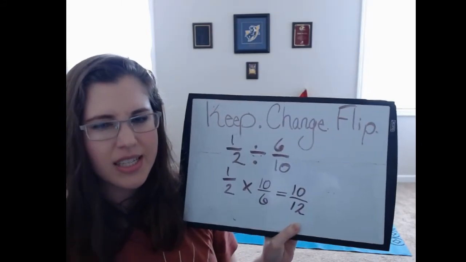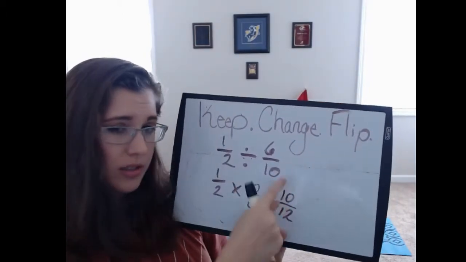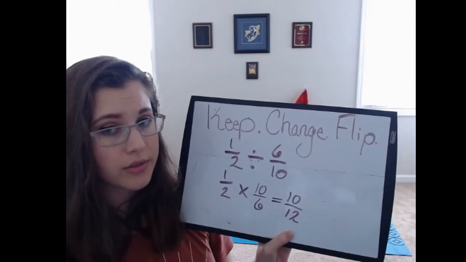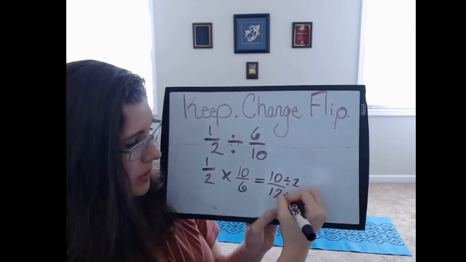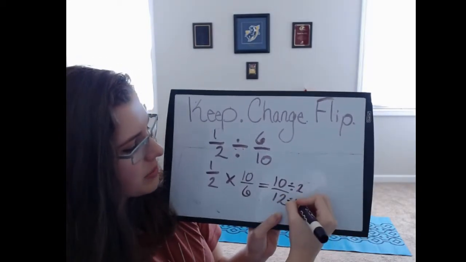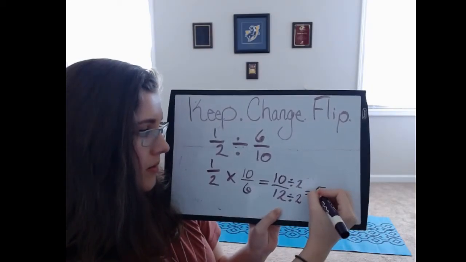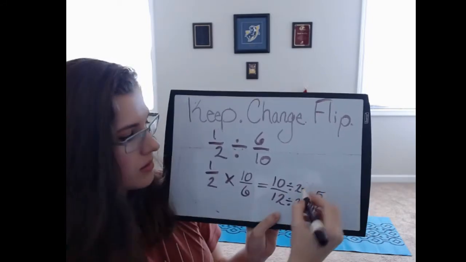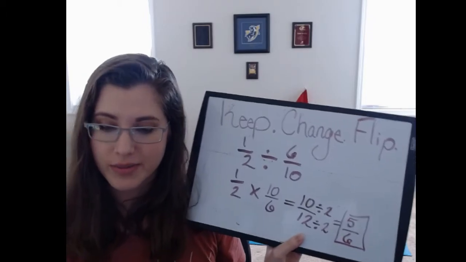Think to yourself, can this fraction get any smaller? Do I know off the top of my head a number that can go into both of these numbers? And it should be a fact you know. 10 and 12 can both be divided by 2. 10 divided by 2 is 5. 12 divided by 2 is 6. 5/6 is as small as we got. 5/6 is your answer for this one.